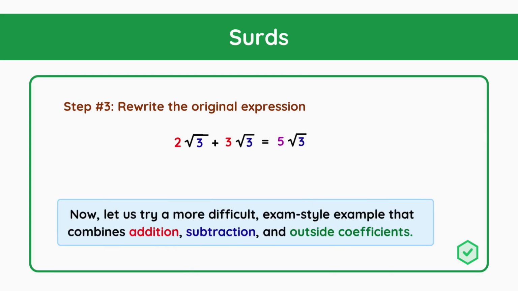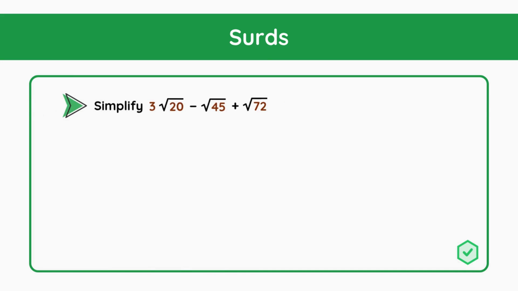Now, let us try a more difficult exam-style example that combines addition, subtraction, and outside coefficients. Simplify 3 square root of 20 minus square root of 45 plus square root of 72. Just like before, we cannot combine these yet. We must simplify each of the three terms individually using our prime factorization method.